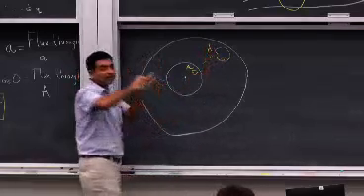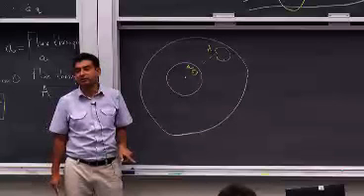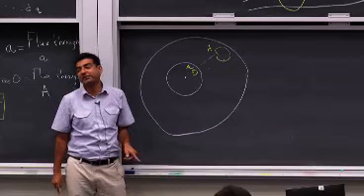So for these spheres, could you tell what the ratio of capital A to small a would be? What is this ratio going to be equal to?